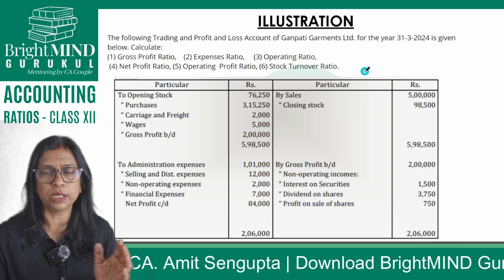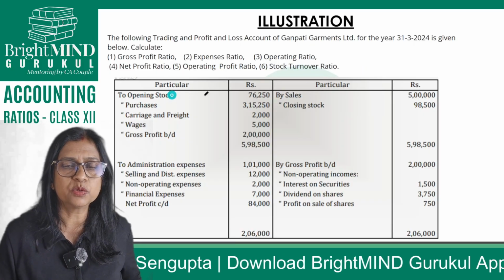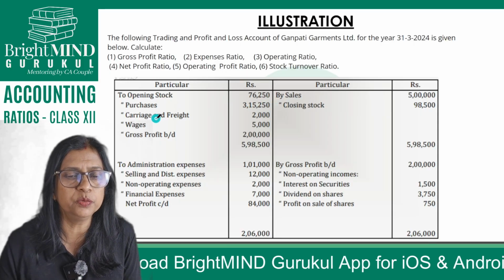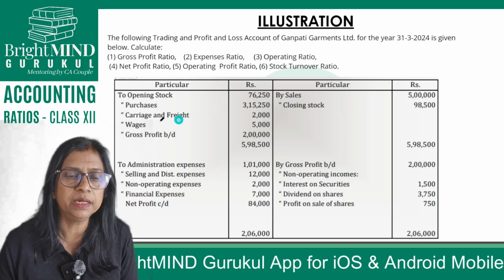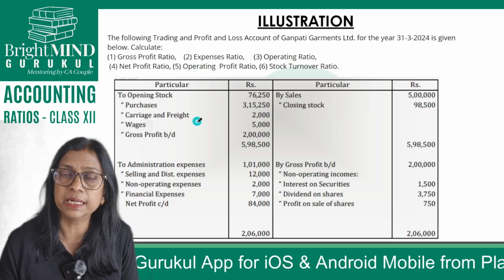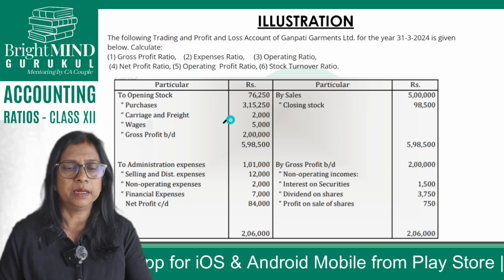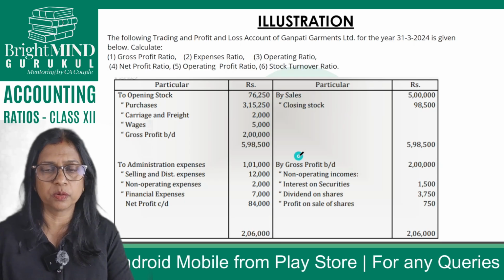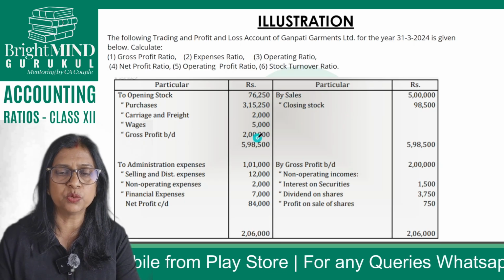So let us see what are the things that are given. This is opening stock, purchases 3,15,250, carriage and freight, wages. These are the direct expenses. And then gross profit, closing sales and closing stock. Okay, gross profit is 2 lakh.